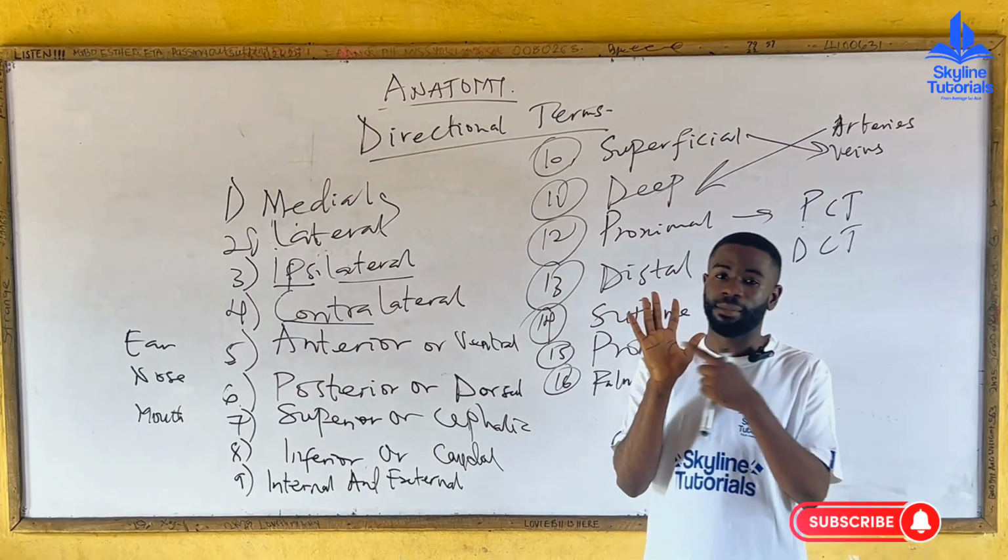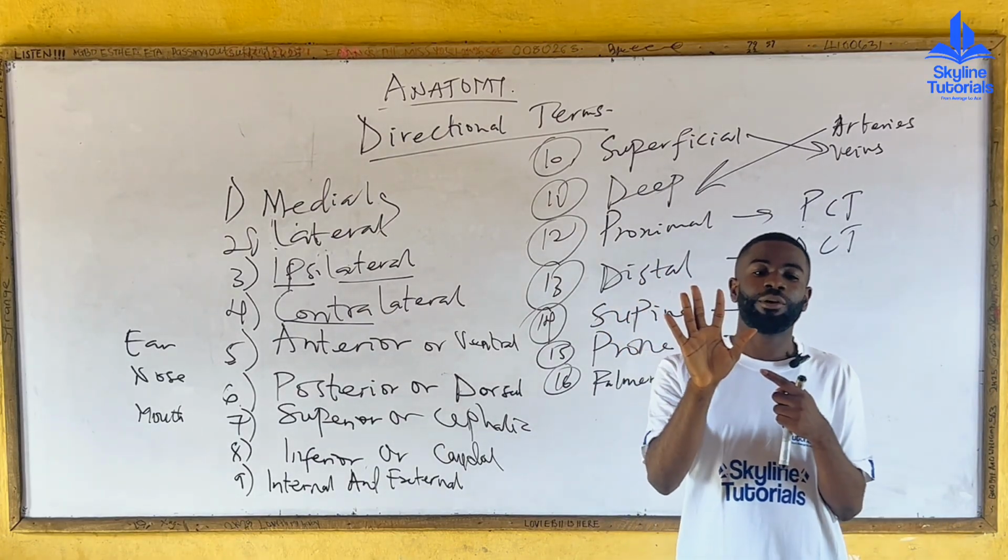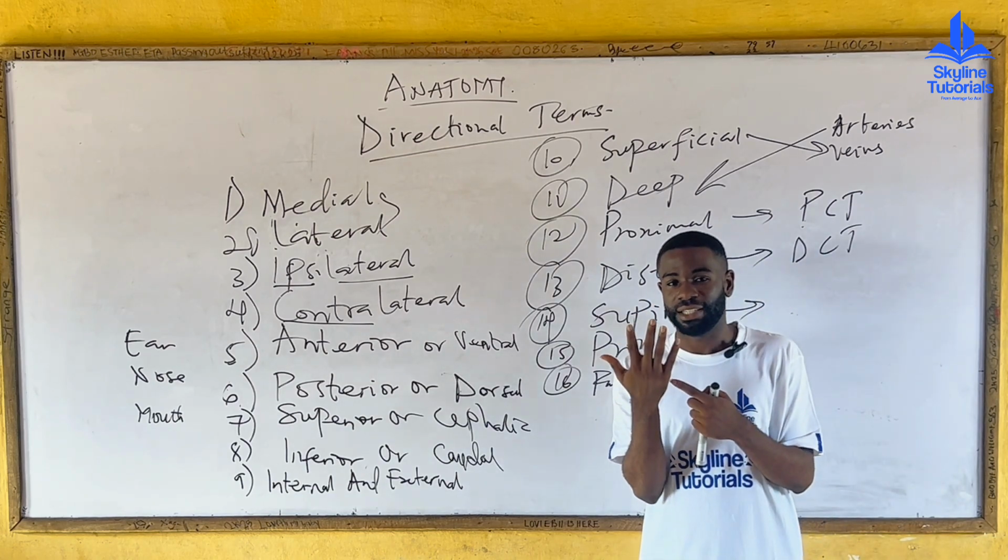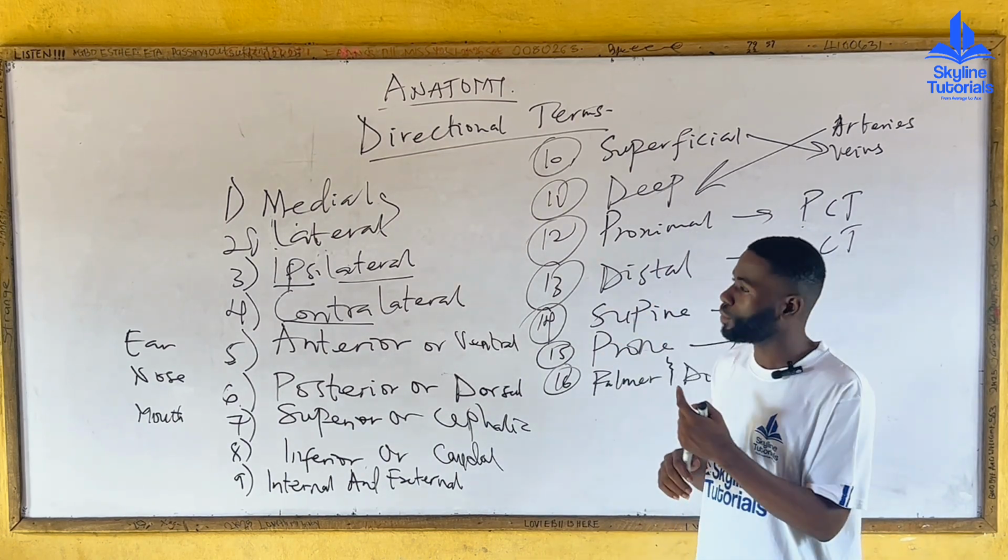For palmar and dorsal, they are basically or strictly used for the hands. So this is the palmar. The palmar is the anterior part of the hand, while the dorsal is the posterior part of the hand.